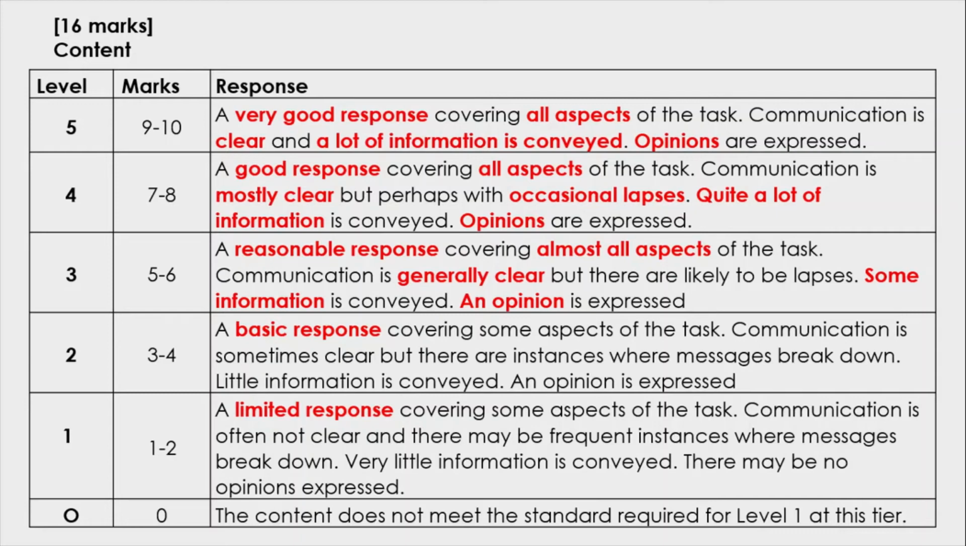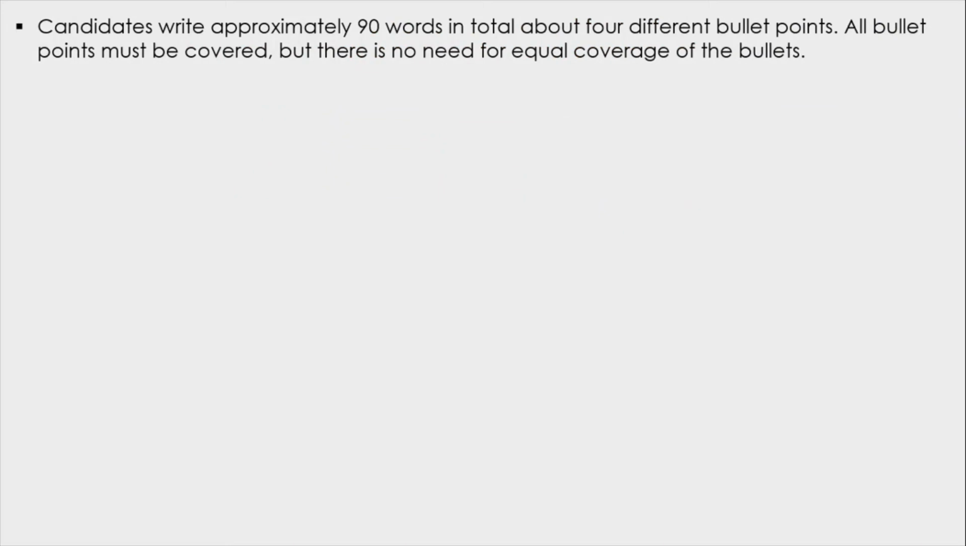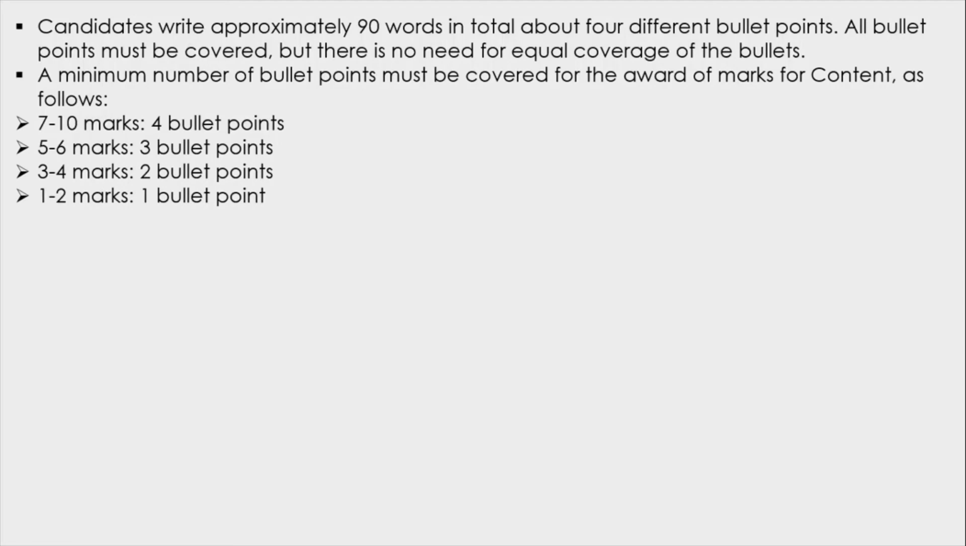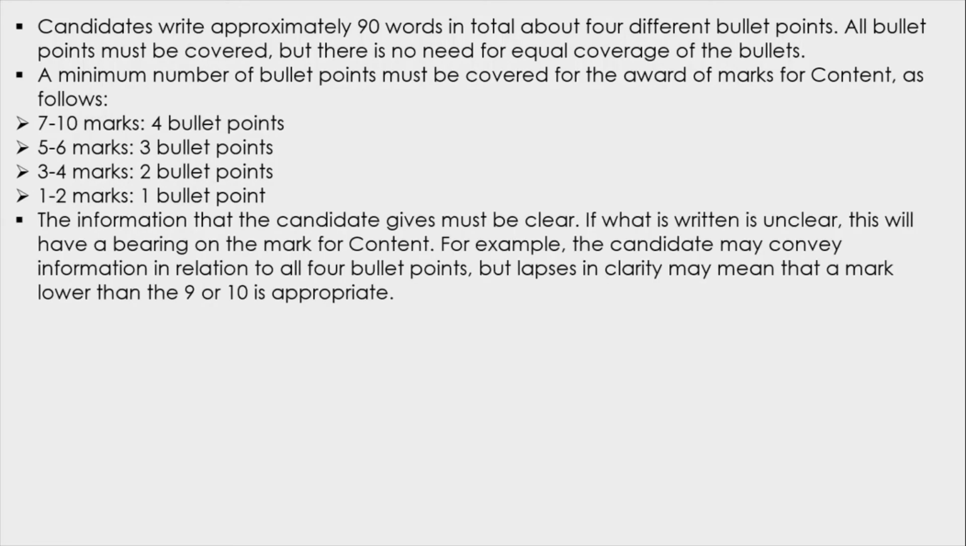So very low answer. Here, candidates write about 90 words in total, about 4 different bullet points. All bullet points must be covered, but there is no need for equal coverage of the bullets. A minimum number of bullet points must be covered for the award of marks for content as follows: 7 to 10 marks if you covered 4 bullet points, 5, 6 marks if you covered only 3 bullet points, 3, 4 marks for 2 bullet points, and 1, 2 marks for 1 bullet point.